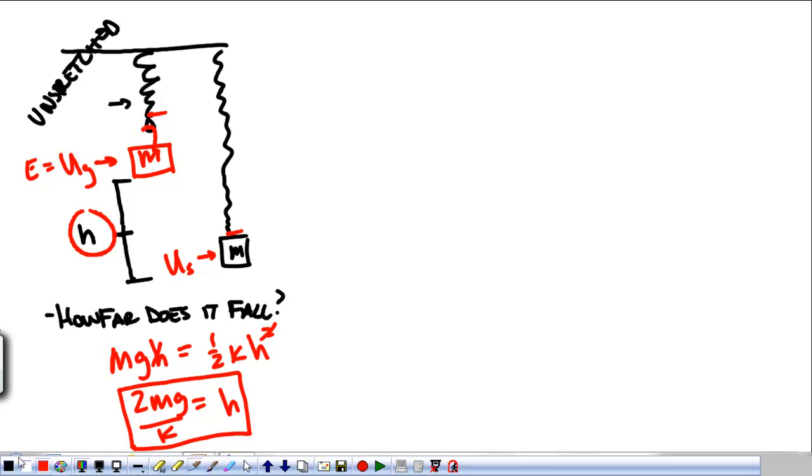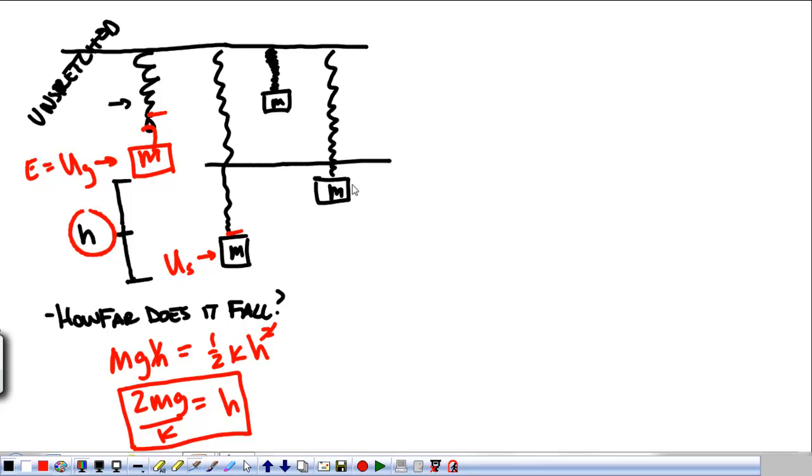Now, what's going to happen is that mass is going to shoot back up. It's going to compress here, and then it's going to repeat the whole process over and over and bounce up and down. Now, eventually, it will come to rest a little bit lower than where we started. We'll call that distance A. Find A where the spring is at rest, or where the mass is at rest.